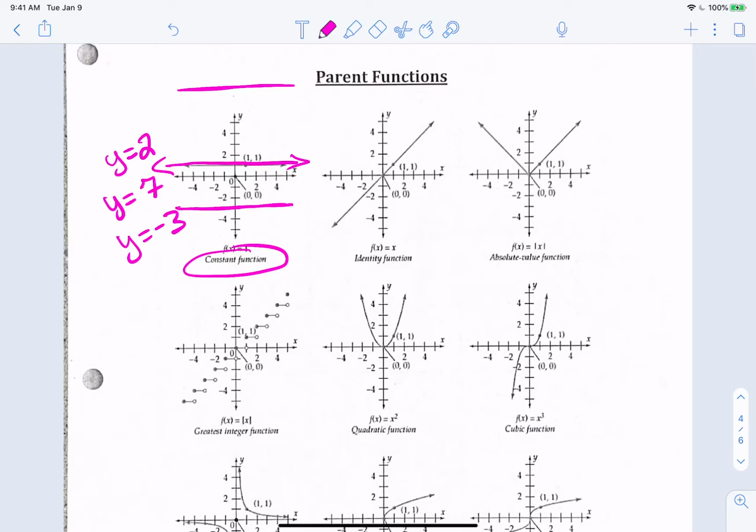Those are all examples of constant functions, okay? They're considered to be constant functions because the y-coordinate is not changing. It goes through all the way left and right at that same y-coordinate. Y is always equal to 7, or y is always equal to -3. Those are examples of constant functions, okay?